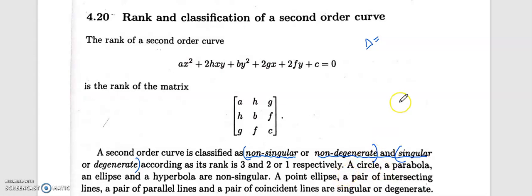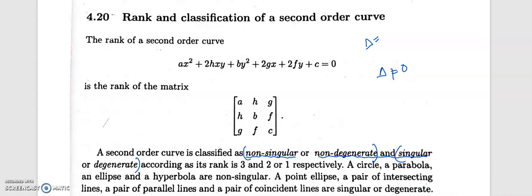Now for a conic, when you take delta, it will be this determinant. We have seen delta must be not equal to 0. So this determinant will always be not equal to 0 in the case of a conic. That means the rank will be equal to 3 in that case. So circle, parabola, ellipse and hyperbola. Whenever you get a conic, your matrix will be non-singular. So the rank is equal to 3 in that case.